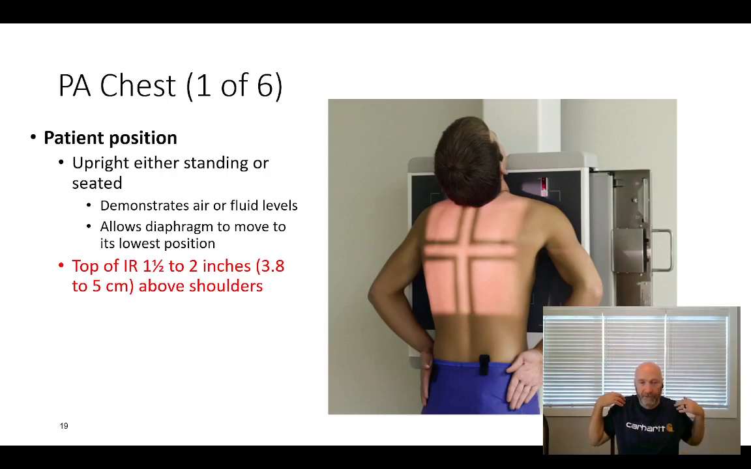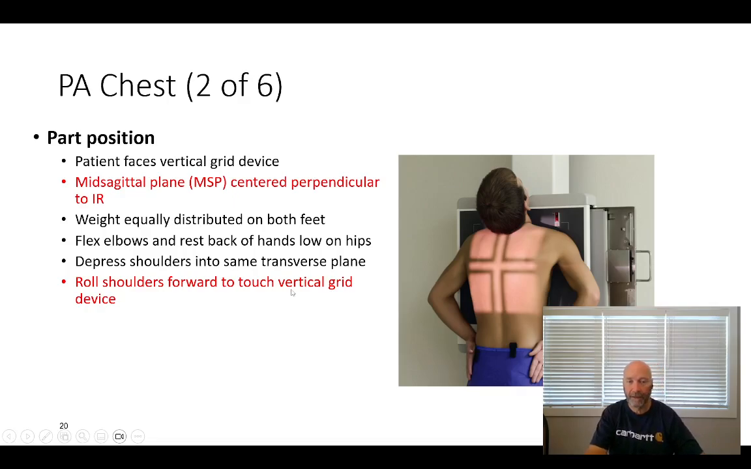up. So what you're going to have to do is talk the patient into relaxing their shoulders, and then put the top of the image receptor about 1.5 inches above the outer portion of the top of the shoulders. That's very helpful on full-size patients, and that's generally what, frankly, what I do. If I have a pediatric patient, then it's going to be different.